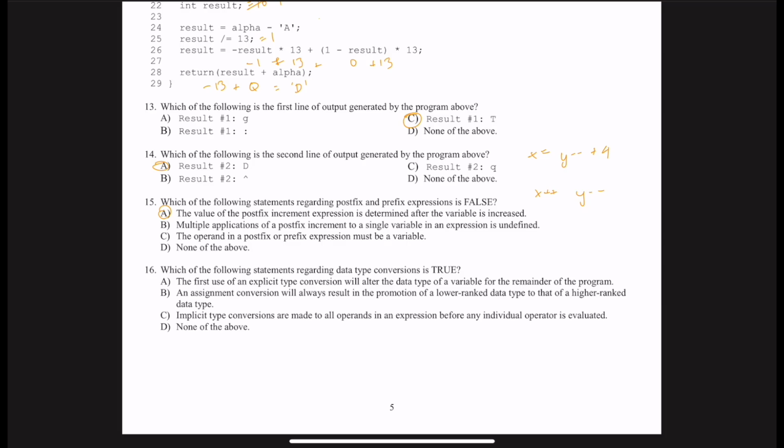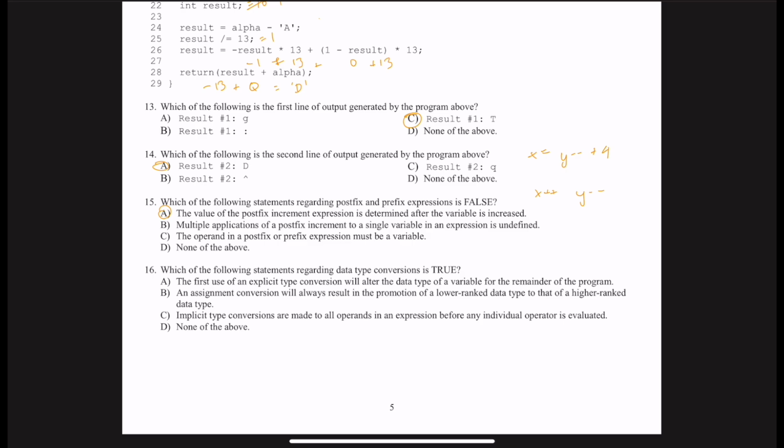C, the operand in a postfix or prefix expression must be a variable. This one is also true. You can't do like 5 minus minus or anything like that. The operand expressions are supposed to be applied to something that can be changed, the value that is stored, basically. There'd really be no meaning to plus plus 4. So, it's not even something you would want to use. But anyways, A is false. A is our answer.